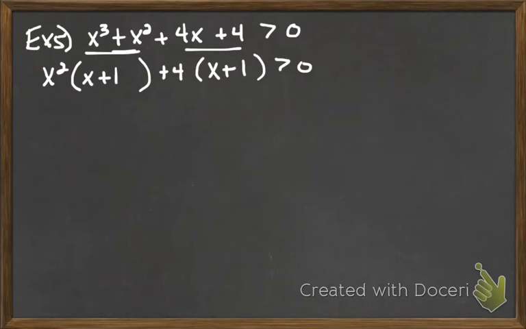Then you factor out your group, and that leaves you with x squared plus 4. X plus 1 times x squared plus 4.